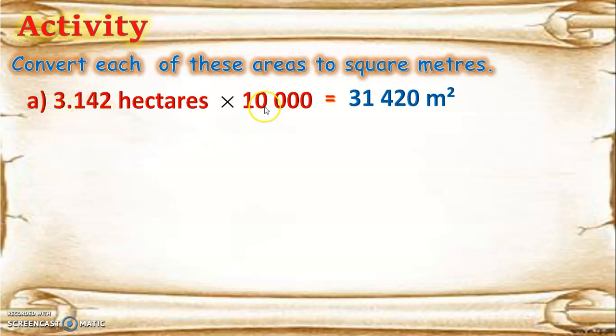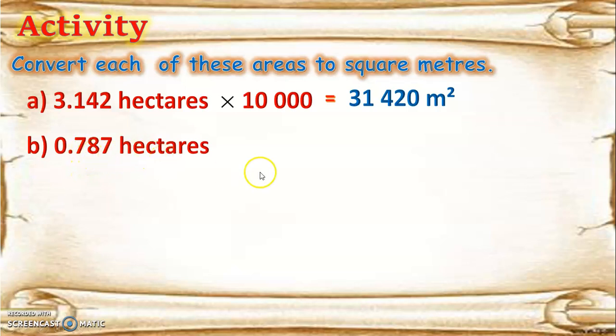In multiplying by 10,000, we just move the decimal going to the right. To know how many times, we just count the zeros. Since we have 4 zeros, we move the decimal to the right. So 1, 2, 3, 4. Since in this part there is no number, you will just add 0. That's why you get the same answer as you see, 31,420 meters squared.